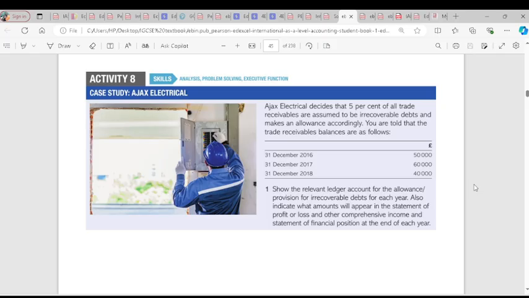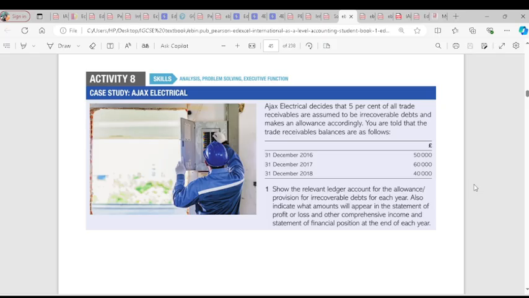Is it clear? In 2017, we have 60,000. The trade receivable is 60,000 in 2017. 5% of 60,000, which is 3,000. So this means our irrecoverable debt becomes 3,000. It means we just have to add 500 to the 2,500. Now, the balance of our irrecoverable debt is 3,000 in 2017, which means 500 is added to the 2016 balance.